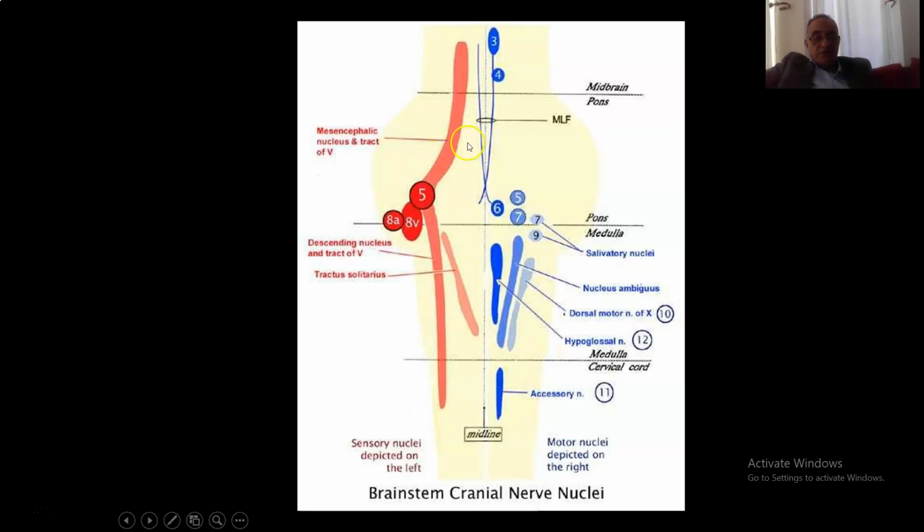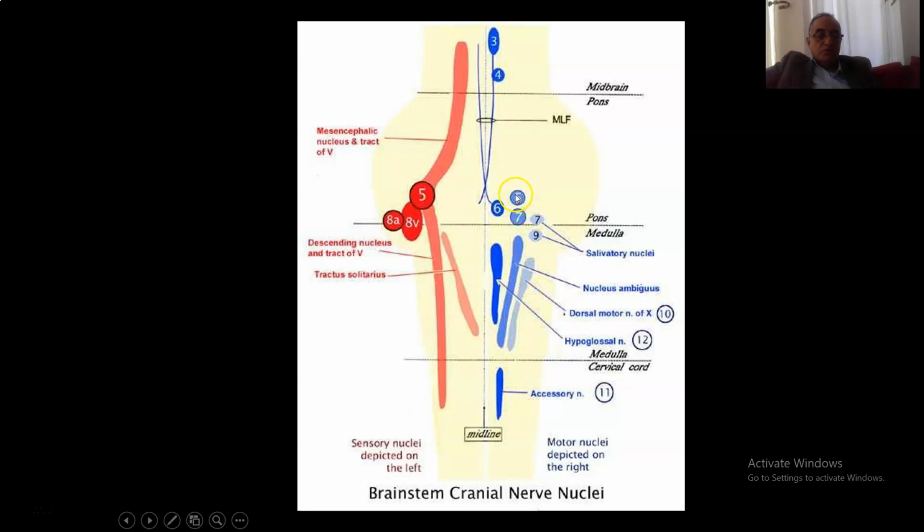Other sensory cranial nerve nuclei are the acoustic or the cochlear for hearing, the cochlear nuclei, and the vestibular nuclei for balance. So again, motor nuclei: accessory, hypoglossal, ambiguus, dorsal motor nucleus of the vagus. In the medulla, this is in the spinal cord.